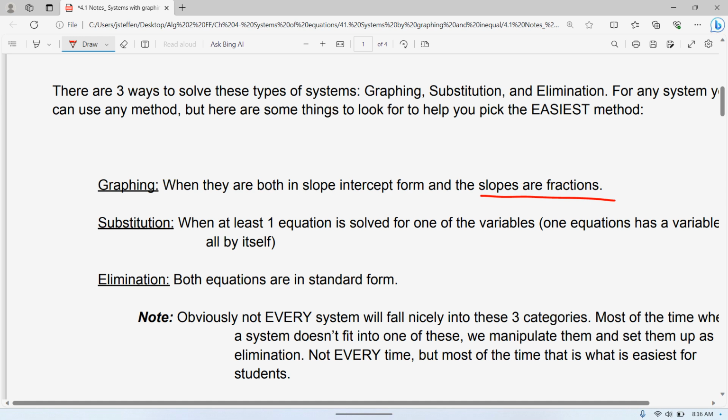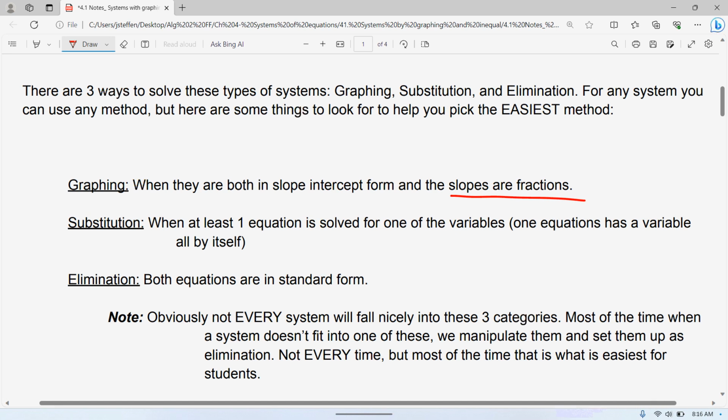Substitution, we'll talk about this tomorrow, but substitution I use when one equation is solved for one of the variables. Obviously, if both the equations are solved for a variable, that's great too, but at least one of them has to be solved. So in other words, one of the equations has a variable that's all by itself. And lastly, elimination is when both equations are in standard form. If both equations are in standard form, that's great.